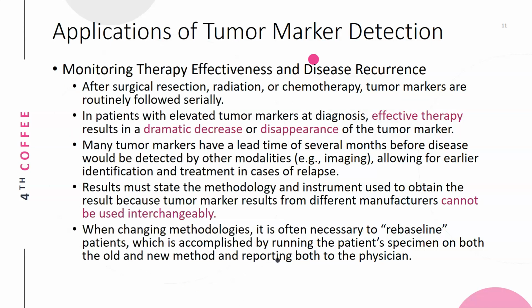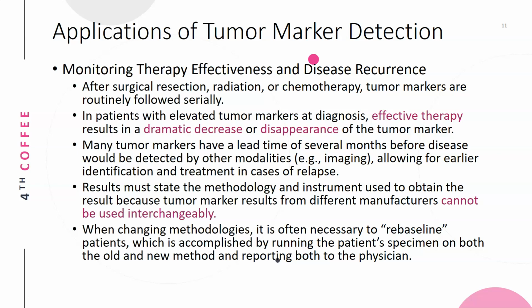And then lastly, they are used to monitor therapy effectiveness and disease recurrence. After surgical resection, radiation, chemotherapy, the tumor markers are often routinely followed serially, meaning they do them over time. If the patient had elevated tumor markers at diagnosis, then effective therapy will show a dramatic decrease or complete disappearance of the tumor markers. If they did not have elevated tumor markers at diagnosis, then you can't use those tumor markers to monitor effectiveness or disease recurrence, because it's just not being produced by the tumor.